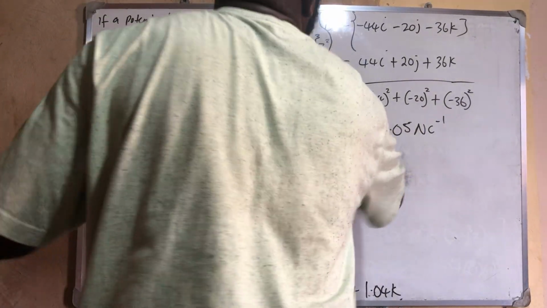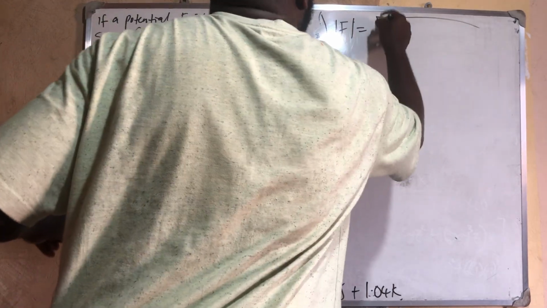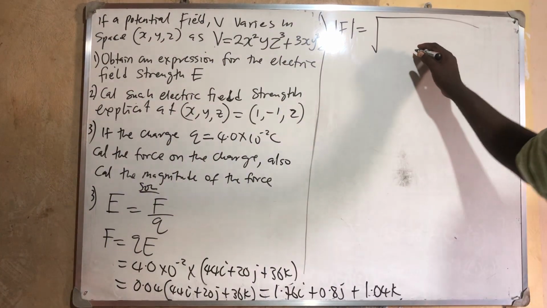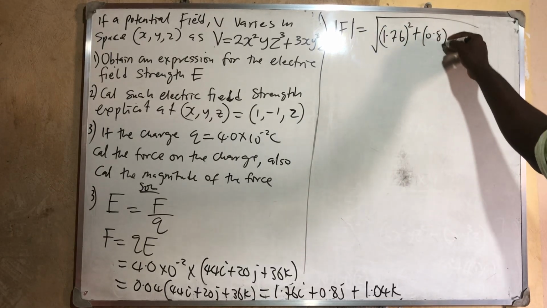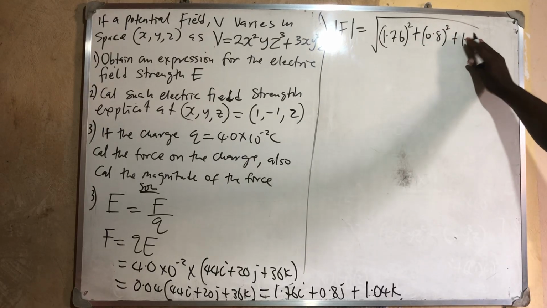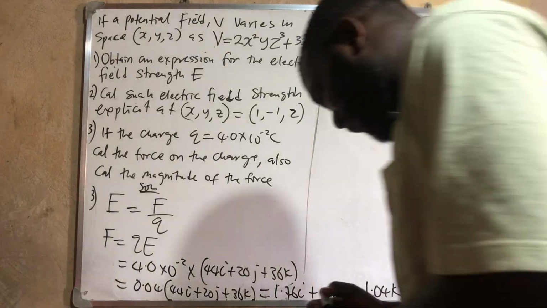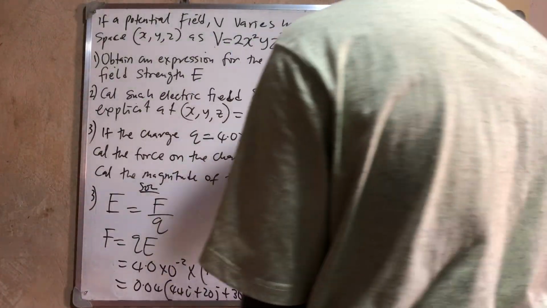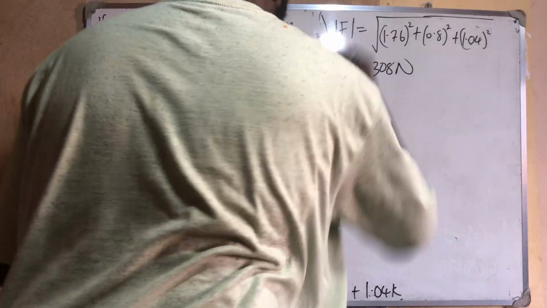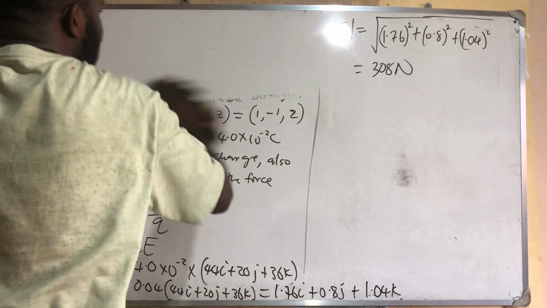Another thing they asked us to find is the magnitude of the force. Don't forget that the magnitude of the force is the square root of 1.76 all squared plus 0.8 all squared plus 1.04 all squared, all under the square root. Do that with your calculator and you get your answer. The magnitude of the force is 308 Newton. I hope you understand that. You can watch the video a second time.